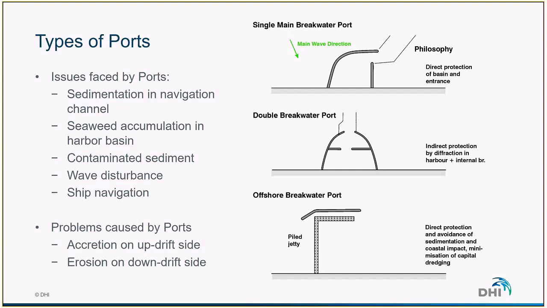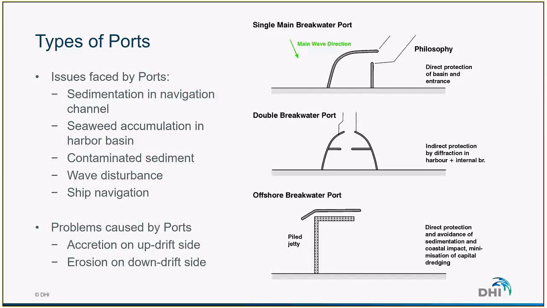Then we have the double breakwater port, which consists of two curved breakwaters, and it protects the inner part of the harbor basin thanks to the diffraction through the harbor entrance. And sometimes, if the diffraction is not enough, some internal breakwaters can be added.